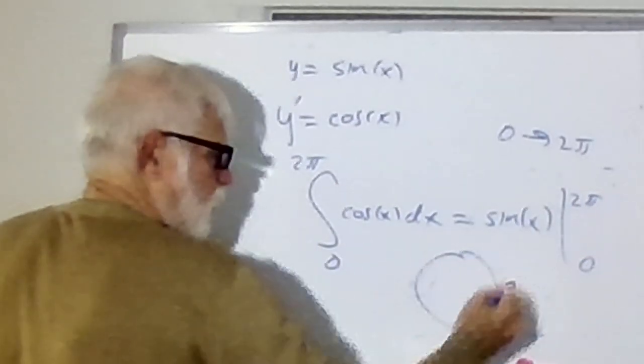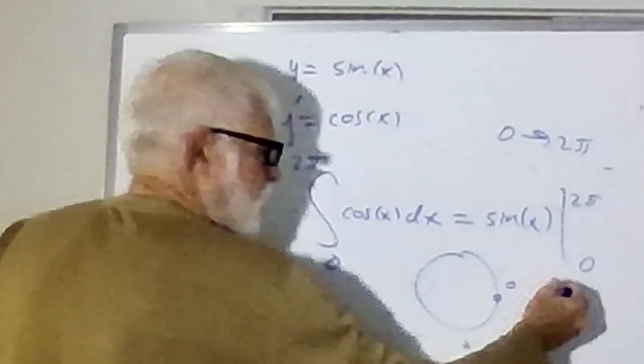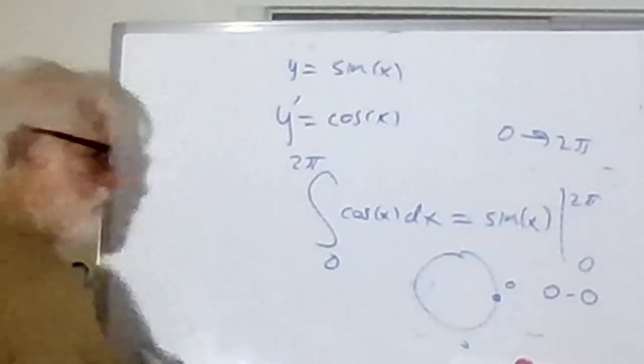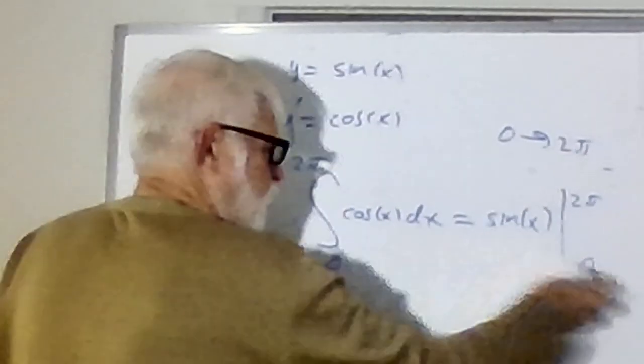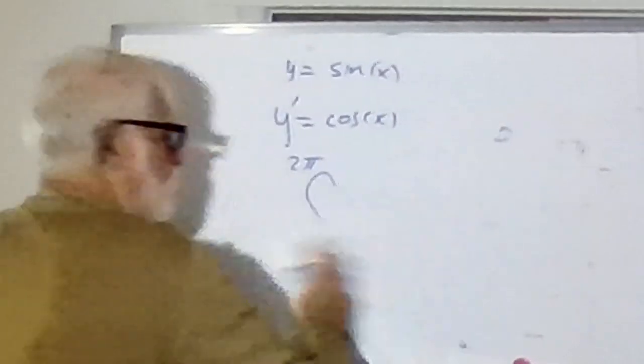Sine of 2 pi is 0, the sine of 0 is 0, and 0 minus 0 is 0, which is what we did when we looked at that area accumulate. 1 period of accumulation. All right, so next problem.